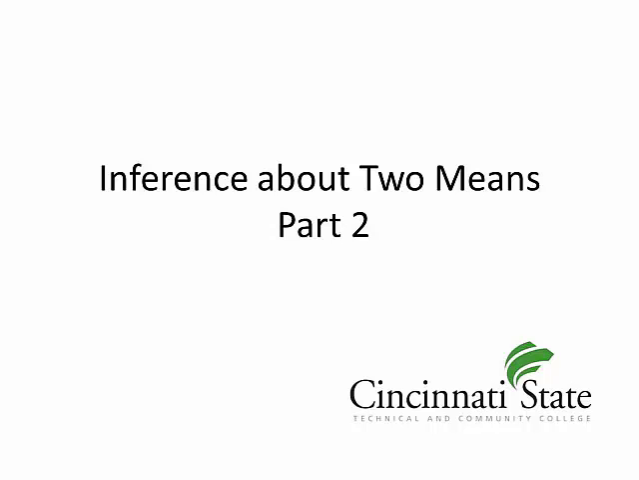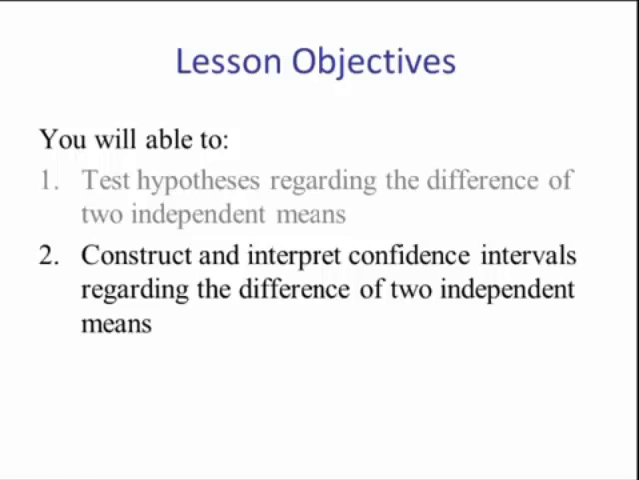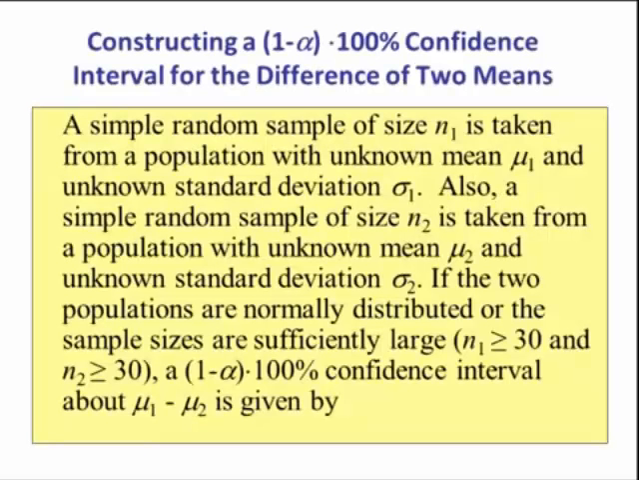Inference about two means. Lesson objective: construct and interpret confidence intervals regarding the difference of two independent means. A simple random sample of size n1 is taken from a population with unknown mean mu1 and unknown standard deviation sigma1. Also, a simple random sample of size n2 is taken from a population with unknown mean mu2 and unknown standard deviation sigma2. If the two populations are normally distributed, or if the sample sizes are sufficiently large, n1 greater than or equal to 30 and n2 greater than or equal to 30, a (1 minus alpha) times 100% confidence interval about mu1 minus mu2 is given by the formula.